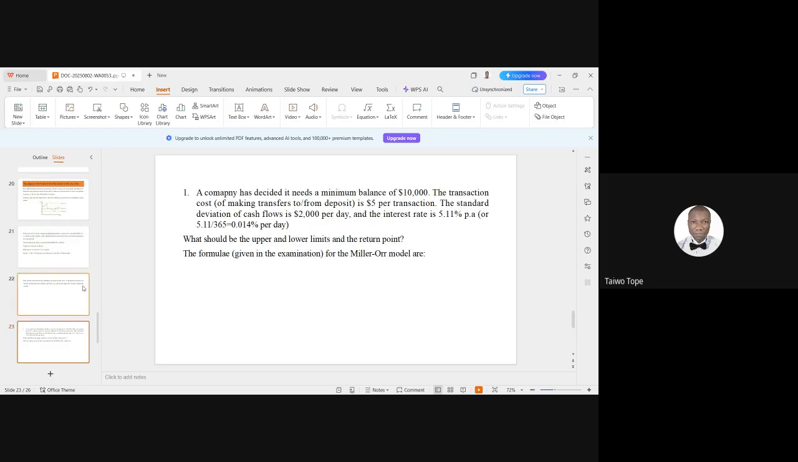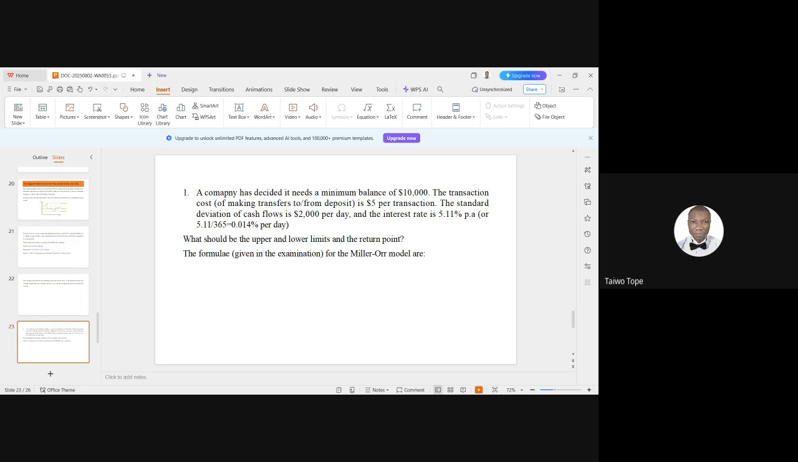Let's look at this example. A company has decided it needs a minimum balance of $10,000. The transaction cost is $5 per transaction. The standard deviation of cash flows is $2,000 per day. The interest rate is what?